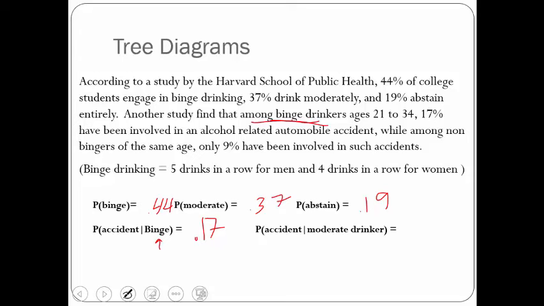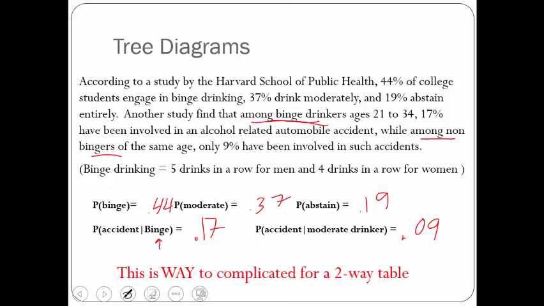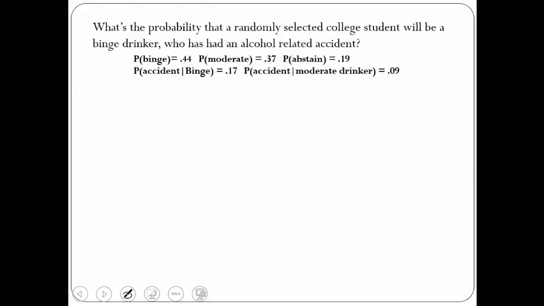Among those that are moderate drinkers, while among non-bingers, so moderate drinkers, 9% of those folks have had some type of alcohol-related accident. Now, when we were doing tables before, the trick that we kind of looked for was the word both, and that's not happening here. So what's happening now is it's a little bit too complicated for a two-way table, and that's where a tree diagram would come in handy.